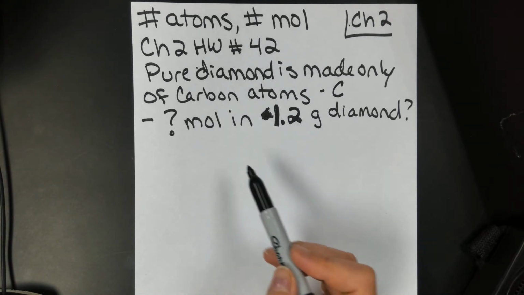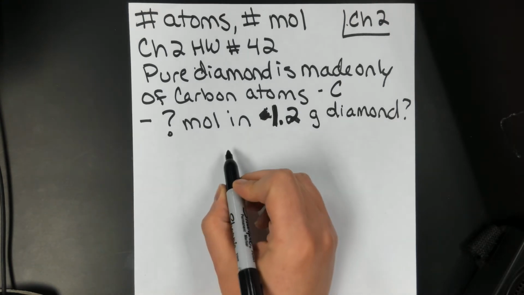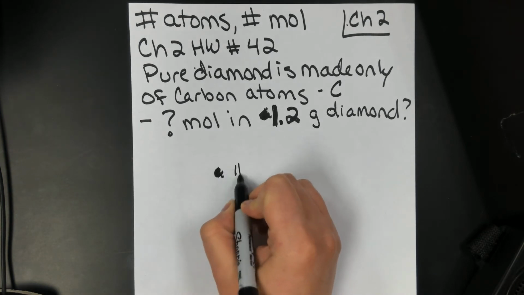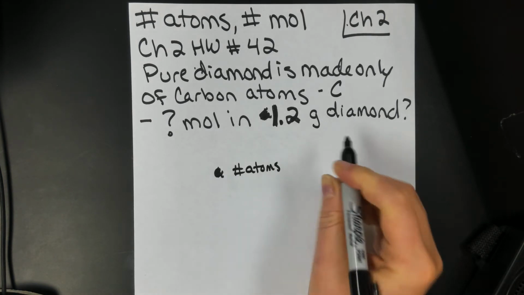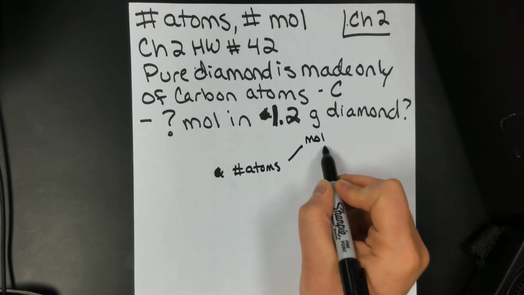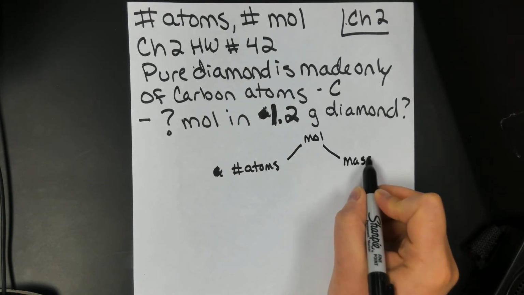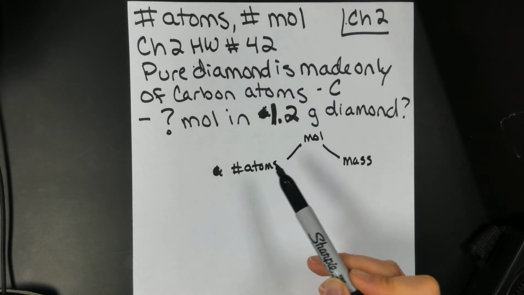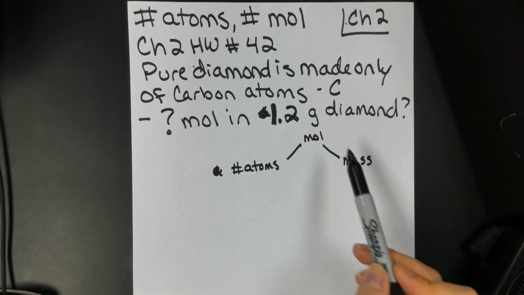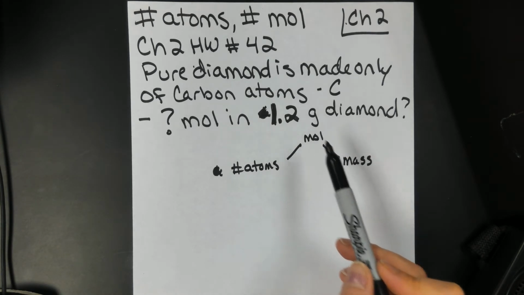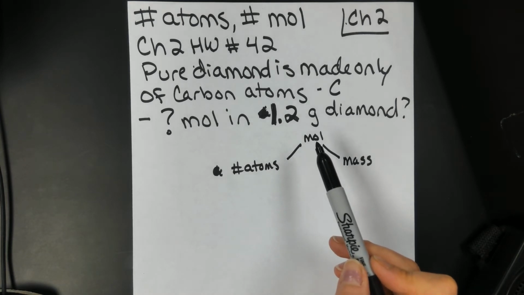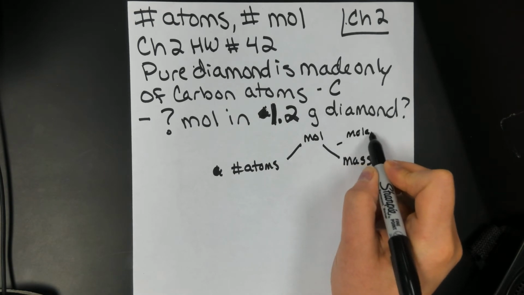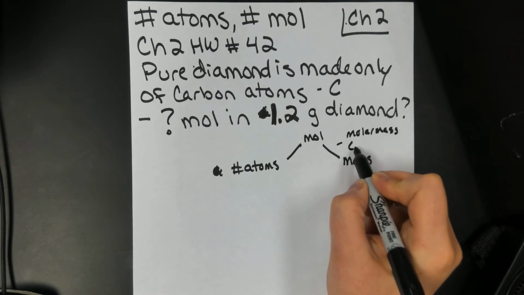How I would start: if you remember your mole hill, we have Avogadro's number of atoms, we have mole, and we have mass. They're asking me to go from gram to mole. How do I do that? What relates grams and moles together? The periodic table. This is the molar mass, which is on the periodic table.